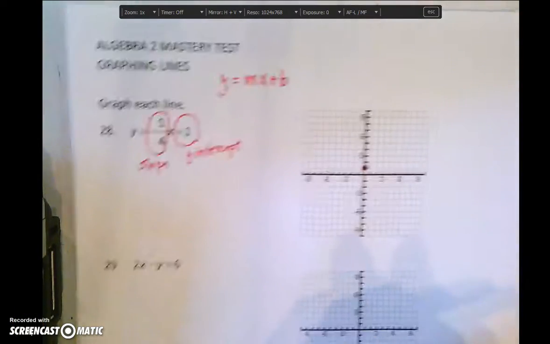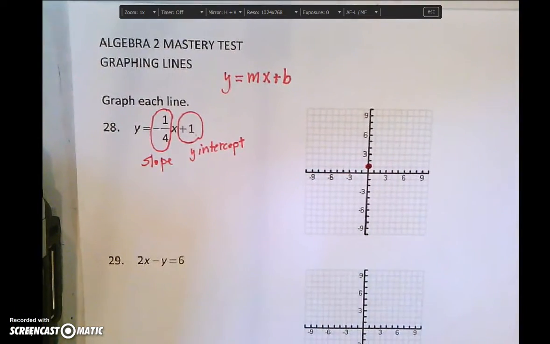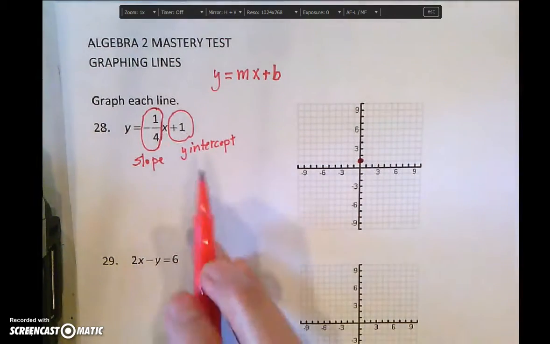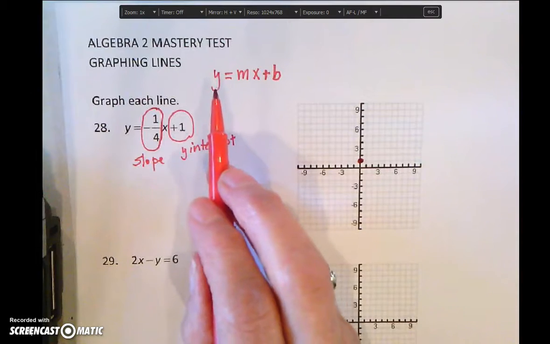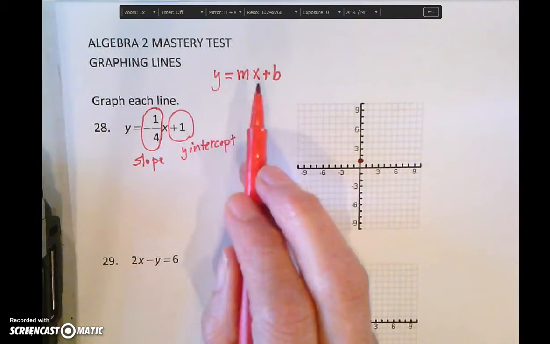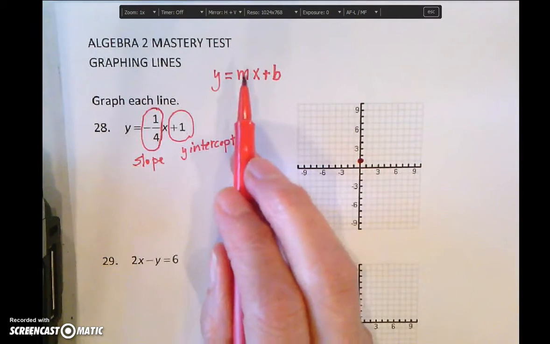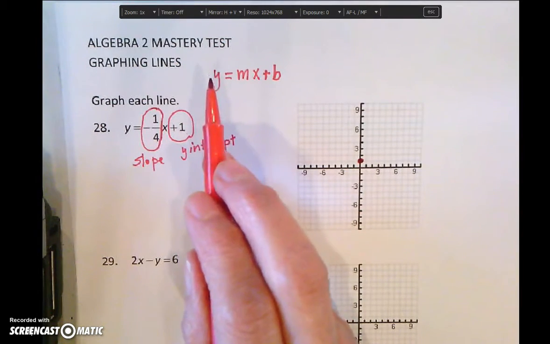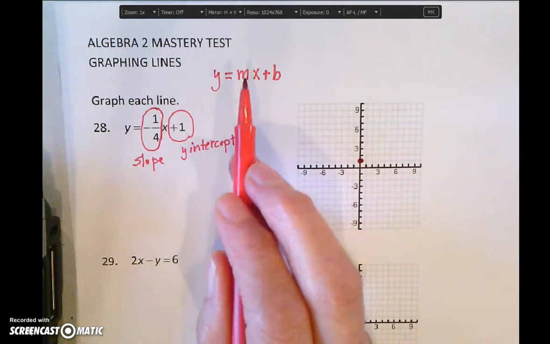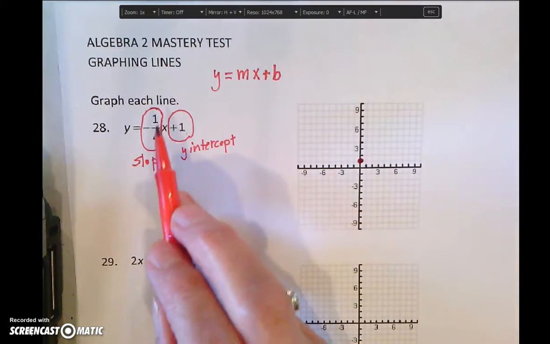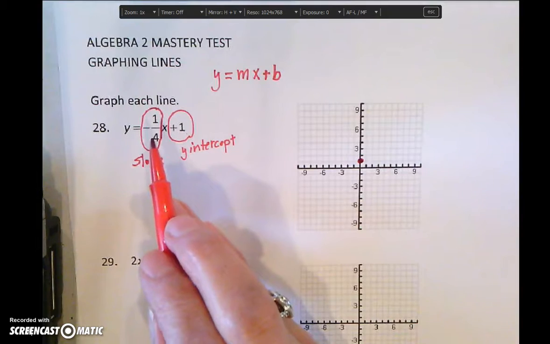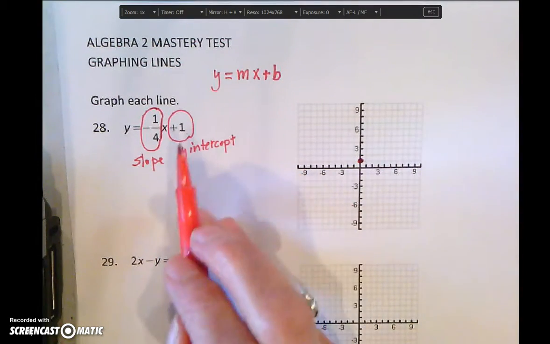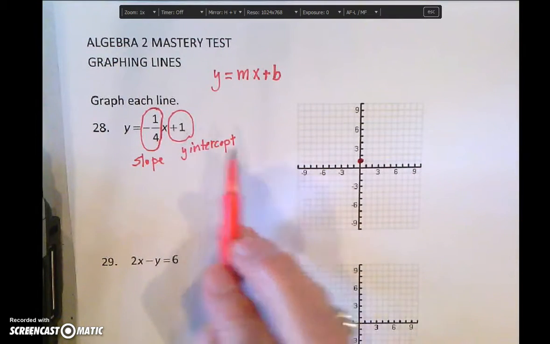Problems 28, 29, and 30 all have to do with graphing on the Algebra 2 Mastery Test. In order to graph a line, if you have it written in the form y equals mx plus b, so you have it solved for y, where there's no coefficient, just a plain y, equals the number in front of the x, for example here, the negative 1/4 is the slope, and the constant to the right is going to be the y-intercept.